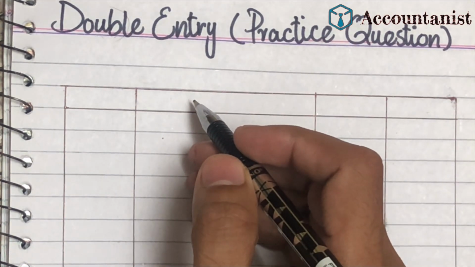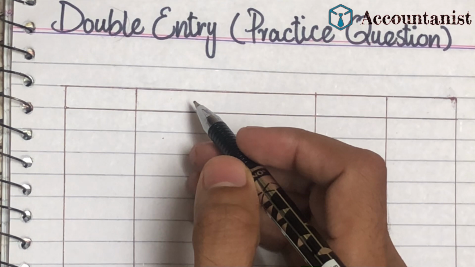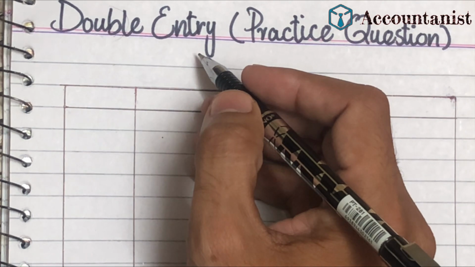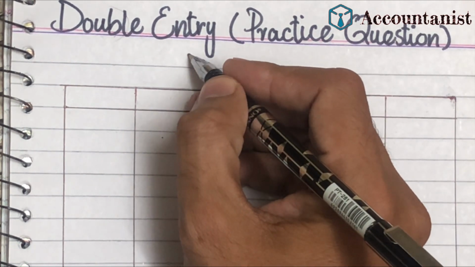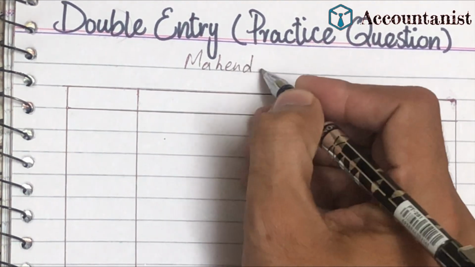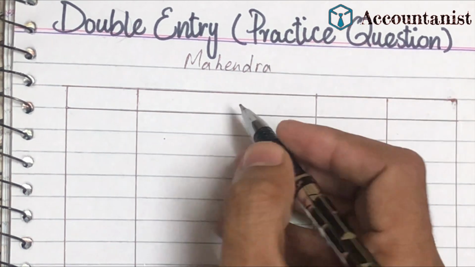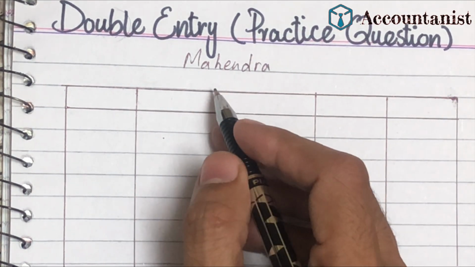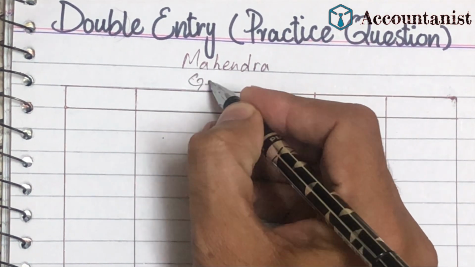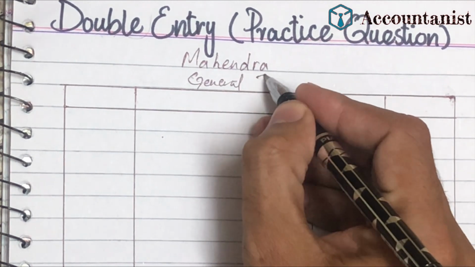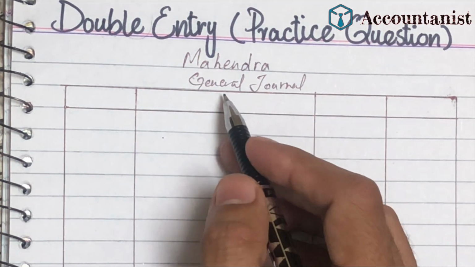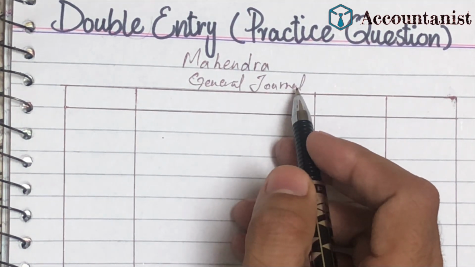So first of all, what do we have to do? We have to write down the name on top of this double entry. So that's Mahindra's books. And the book in which we usually do the double entry is called General Journal, or some books they do mention the journal entries.